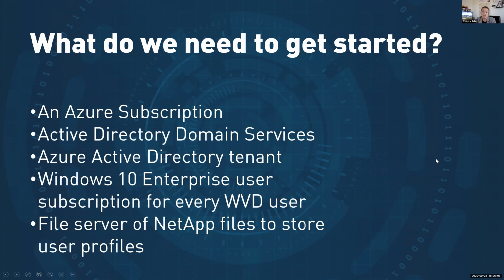And what do you need to get started? So Azure subscription, we know this, Azure Active Directory domain services and Azure Active Directory tenant. Those are the identity access management pieces that I spoke about. Make sure that you have those pieces set up. If you're not leaning on Azure domain services, make sure that you have the necessary hybrid AD Connect set up as well. For licensing, we are looking at a Windows 10 Enterprise user subscription for every WVD user, and then a file server or NetApp Files to store user profiles.